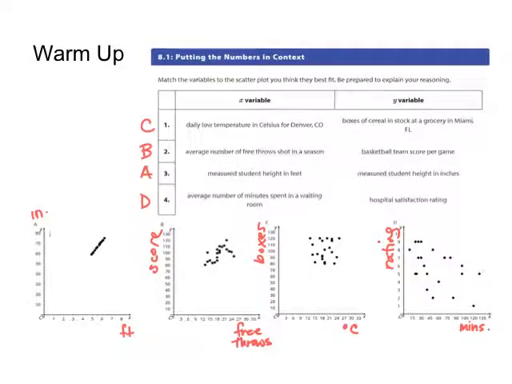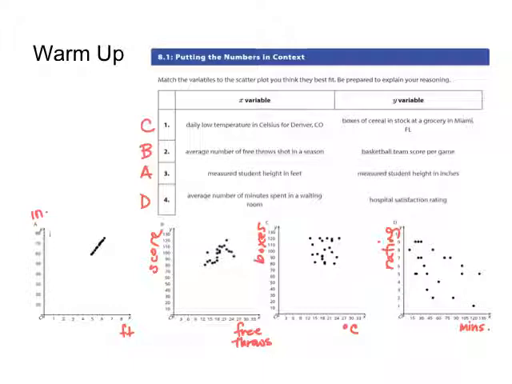All right, here are your answers. The first one, A, is the most linear relationship we have, and that is the x variable being measured student height in feet and the y variable being measured student height in inches. So ideally, this is just a conversion, and this better be a linear relationship.